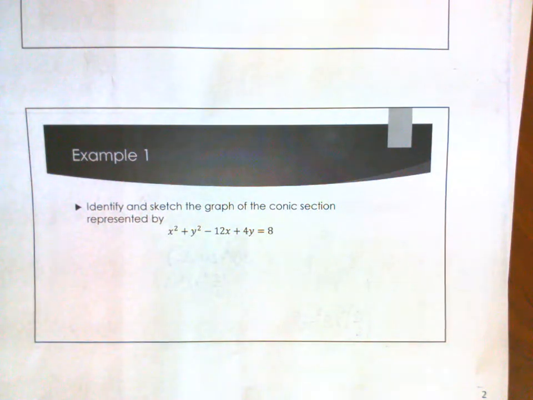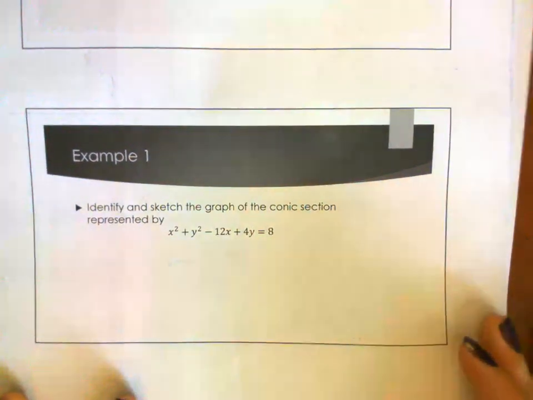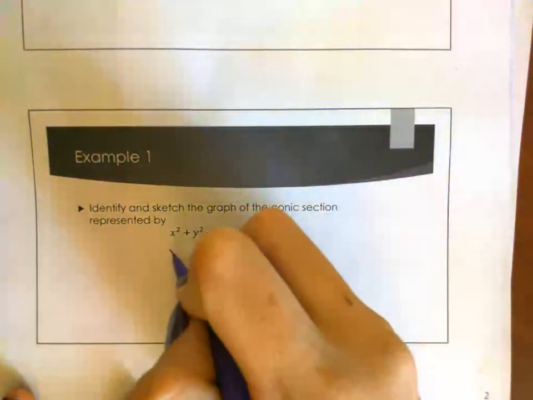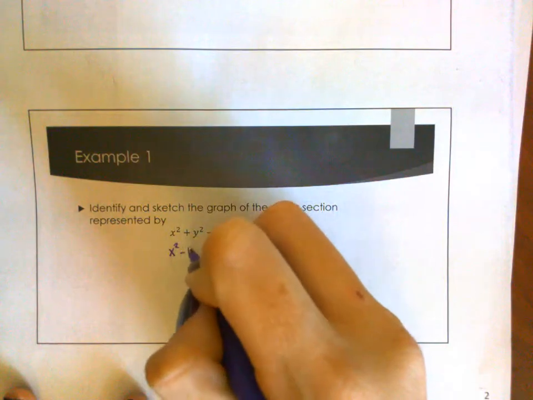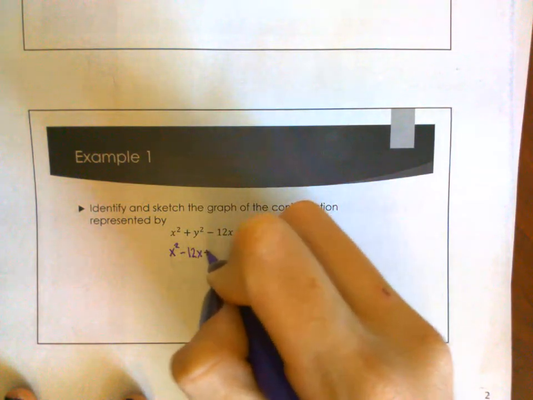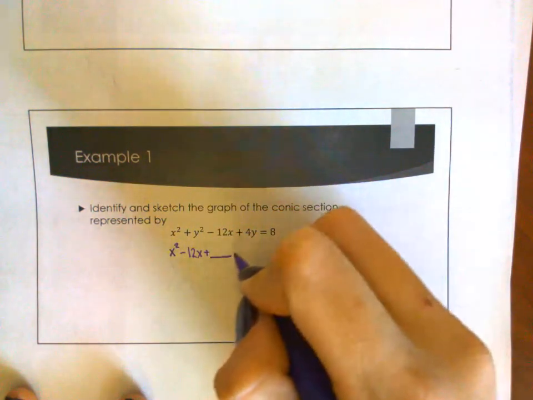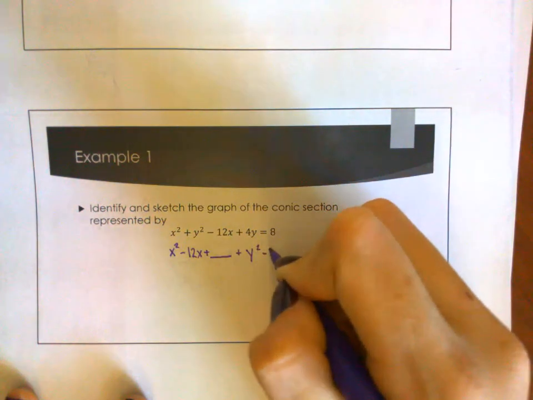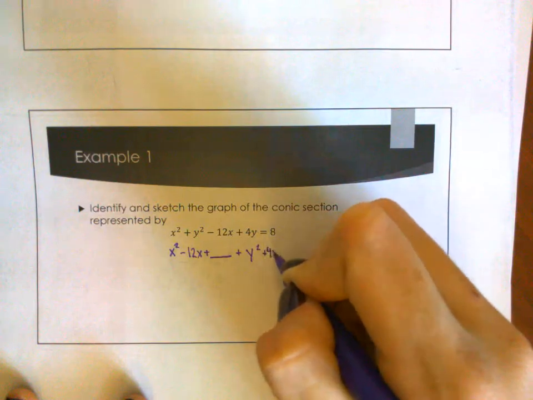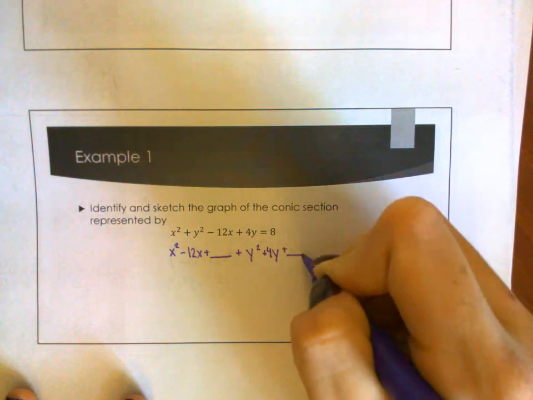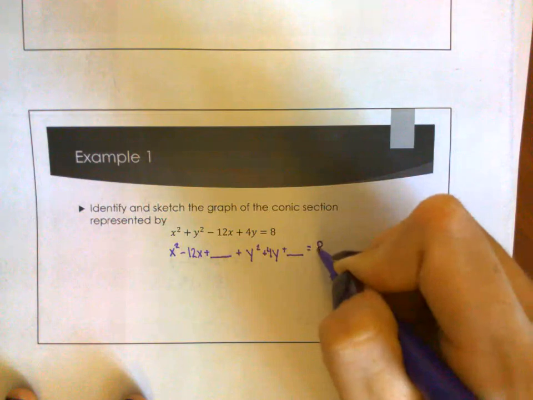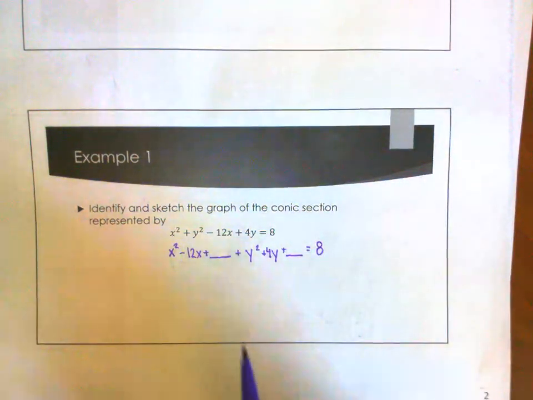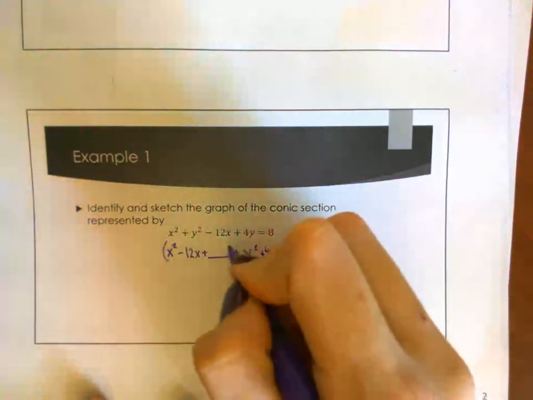So I'm going to rewrite this so that my x's are together and then my y's are together, and we'll see if this can help us. So I'm going to have x squared minus 12x, and I'm going to go ahead and put a plus blank. We'll get back to that in a second. And then I've got plus y squared plus 4y plus blank. And that all equals 8. There were no other constants here. So I can start to work toward making this be a circle.